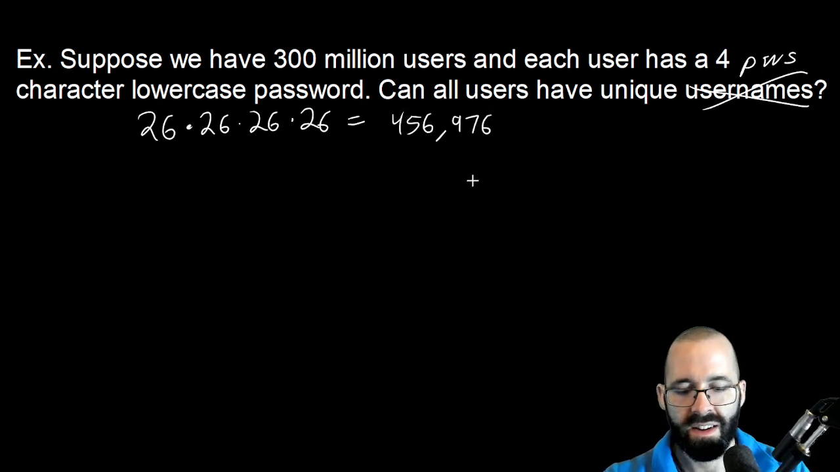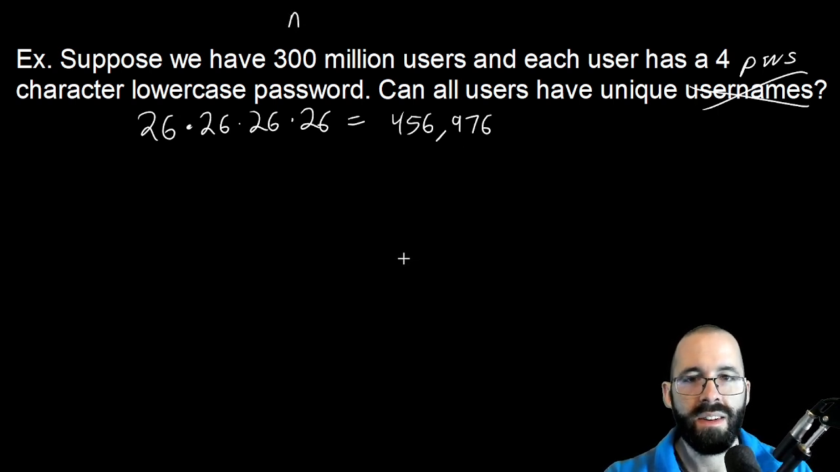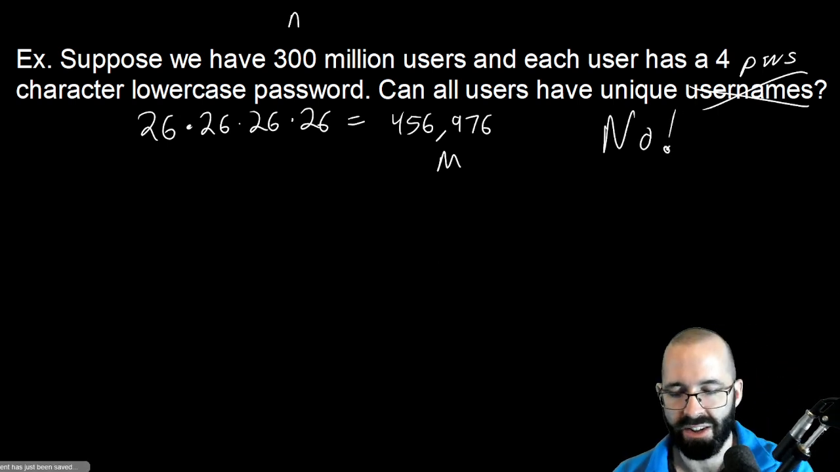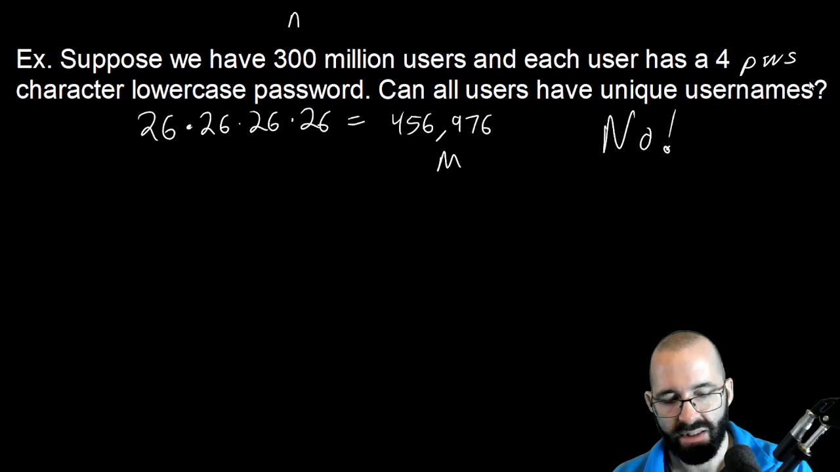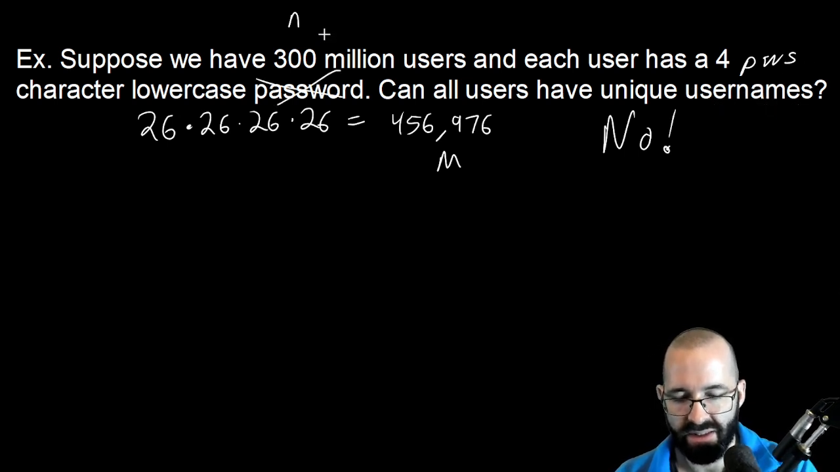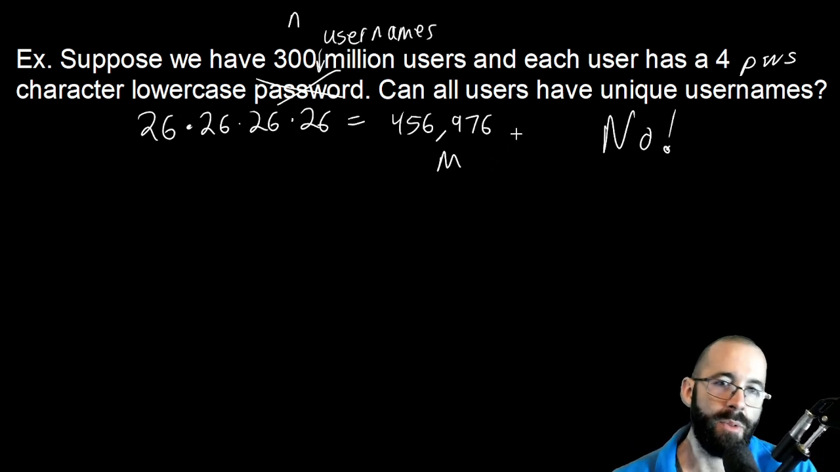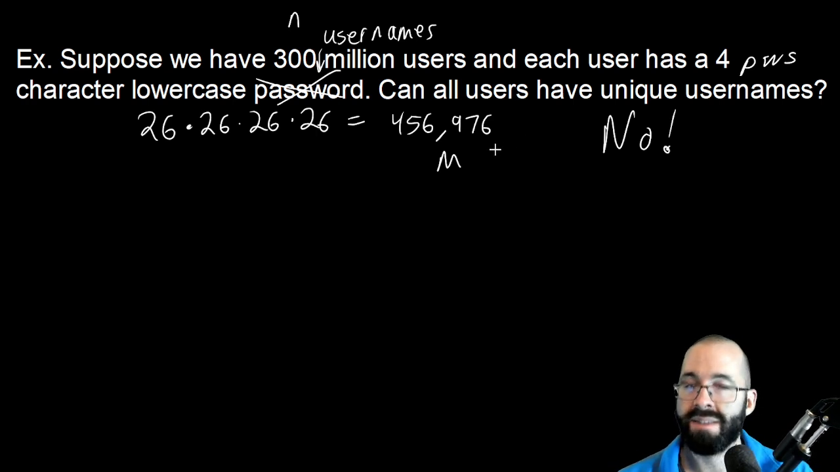Well, we have n people and m passwords. We have too many people, not enough possible passwords. No. People can't have unique. Really what I should have done is made this usernames. But it doesn't really matter. But can they all be unique? And the answer is no, by the pigeonhole principle. We have too many things, not enough places for them to go. They can't be unique.